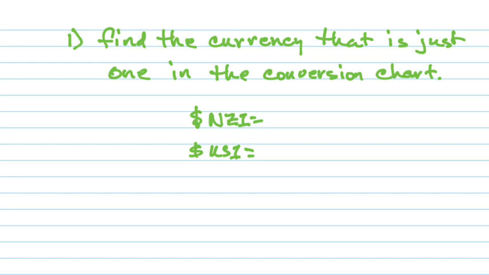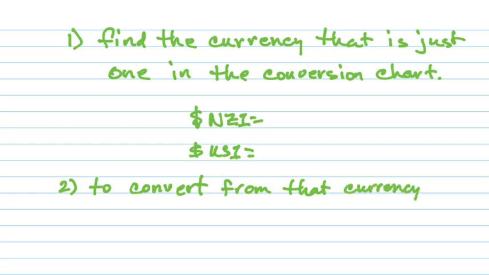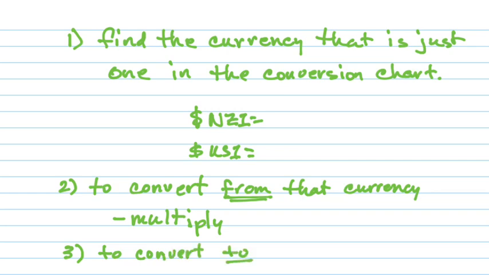That's the one that's going to tell you whether to multiply or divide. Okay? So, when you're thinking about conversions using these, it depends on which one is your 1. So that does everything. So, to convert from that currency, and again, by that currency, I mean the one that has the 1 in it, right? You're simply going to multiply. Right? And you'll multiply by whatever conversion factor you have. To convert to that currency, you're simply going to divide. Okay?